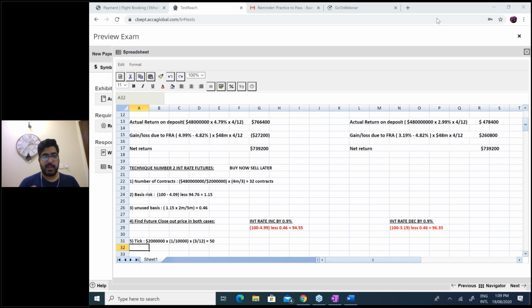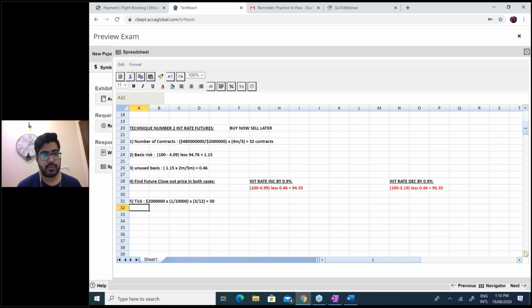So I will just be repeating the 5 steps. If you have any questions in the 5 steps, you can then ask. We're doing technique number 2, interest rate futures. Since it's a deposit case, it's buy now, sell later. The first step is number of contracts: amount 48 million over contract size 2 million into time period 4 months over 3, it's 32 contracts.